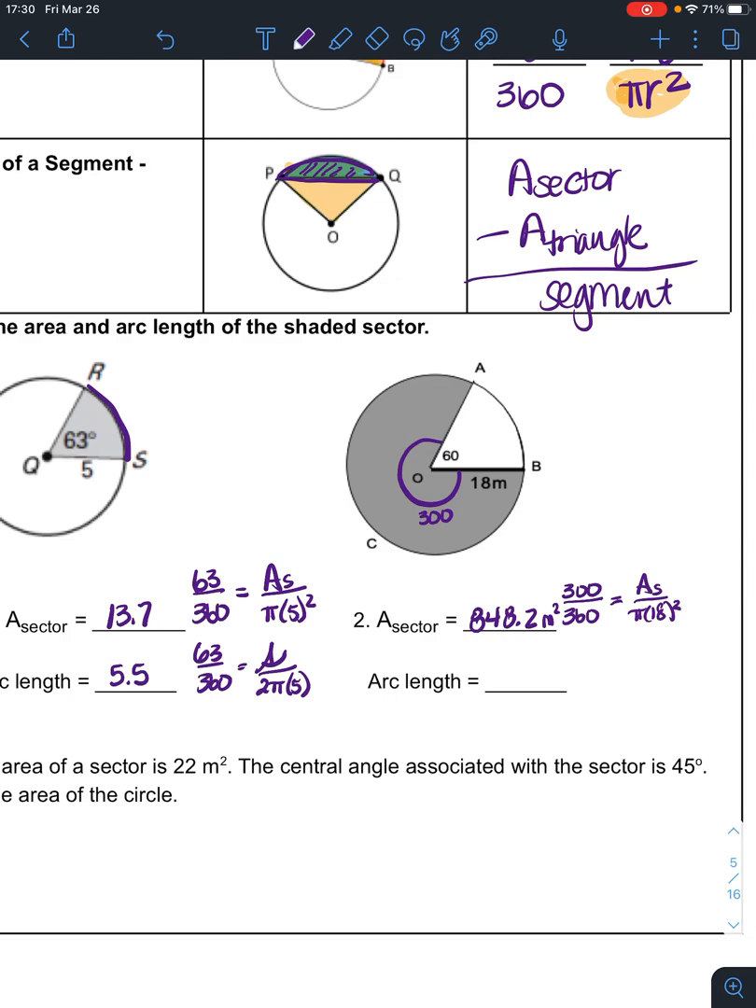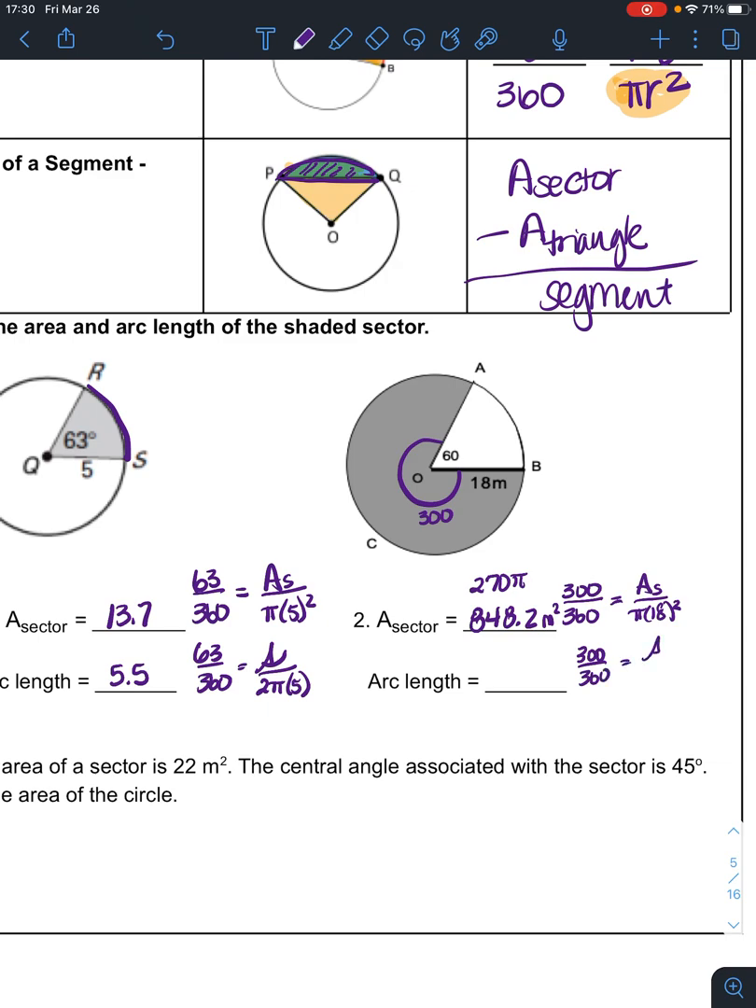In this particular case, because it's 300 degrees versus the 63 degrees where the angles are a little bit odd, it's just not 60 or 45 or a number that we're used to, I could answer this as 270 pi. I could answer that in terms of pi or exactly. And then the arc length, everything is the same.